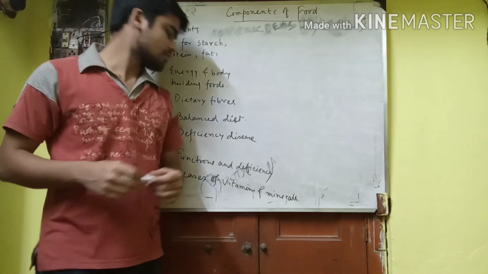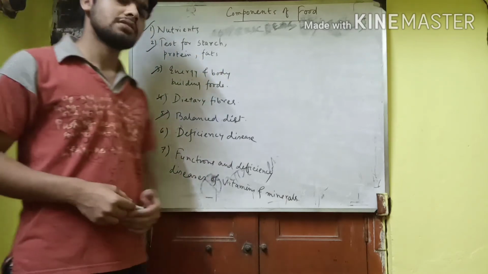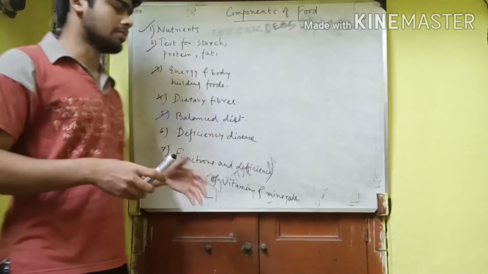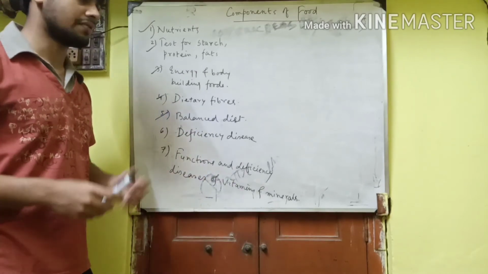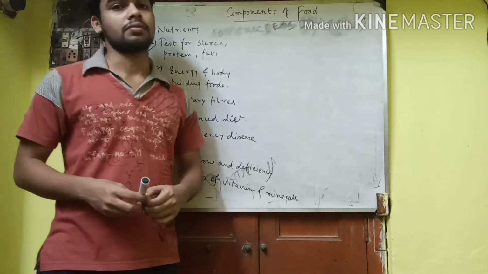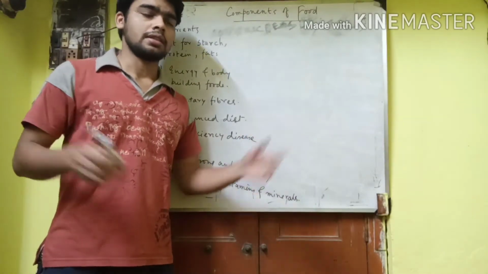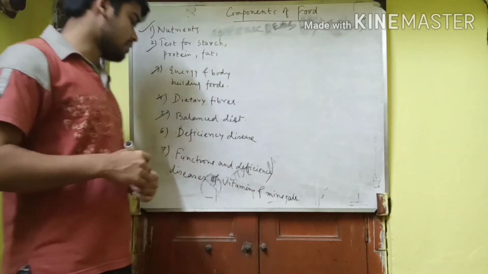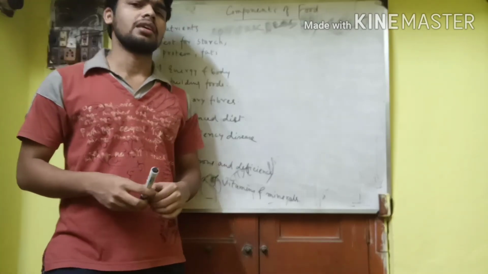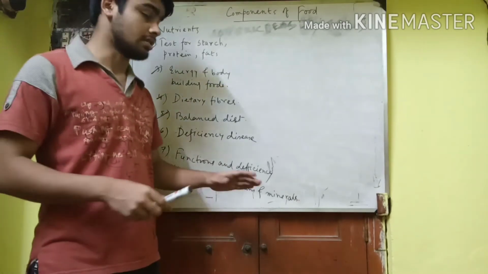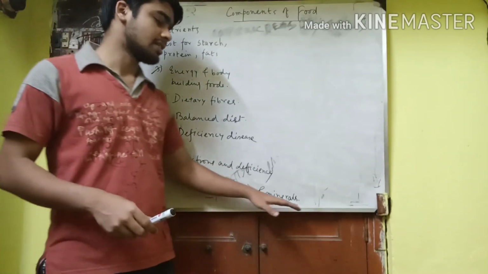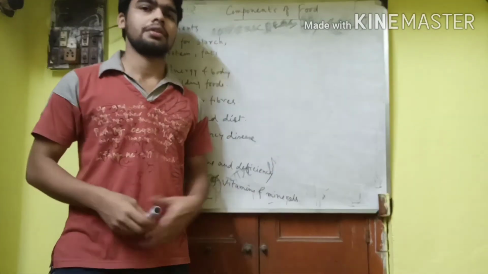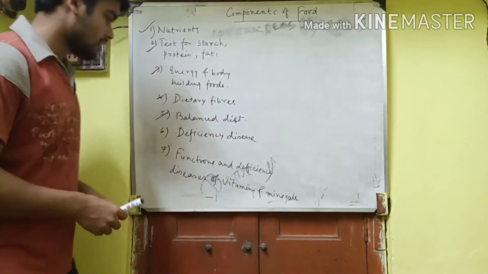After that, we come to the next topic, deficiency diseases. Deficiency means a lack of nutrients. If any nutrient is deficient in our body, then we suffer a deficiency disease due to that nutrient. Various deficiency diseases, mainly from the deficiency of vitamins and minerals, are discussed in this chapter. But there are also various deficiency diseases due to carbohydrates, proteins, and fats.